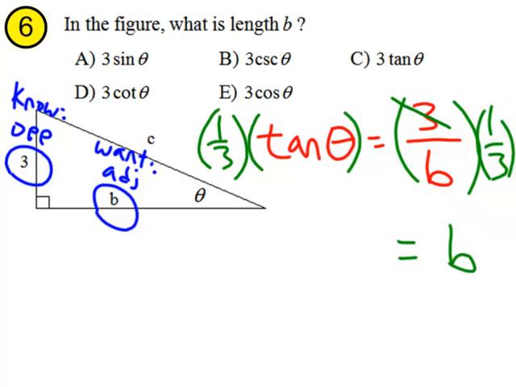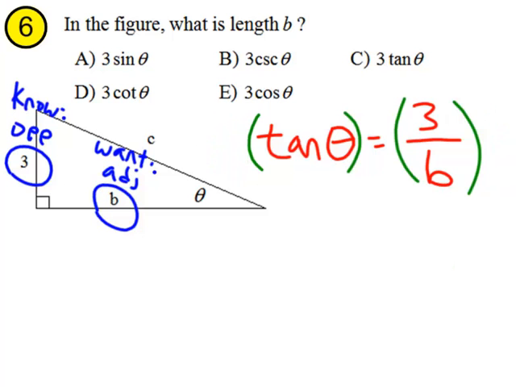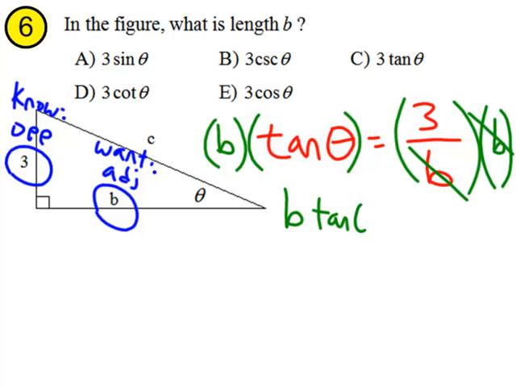So anyway, I'm going to back up and go about it a different way. I'm going to multiply both sides by b itself, because it is the denominator over here on the right side. And as long as I do the same thing on the left side, I'm good here. So the b's cancel each other out. We have b tangent theta equals 3. And from there, I remember that I'm trying to isolate the b, so I will divide out the tangent theta on the left, and therefore do the same thing on the right.